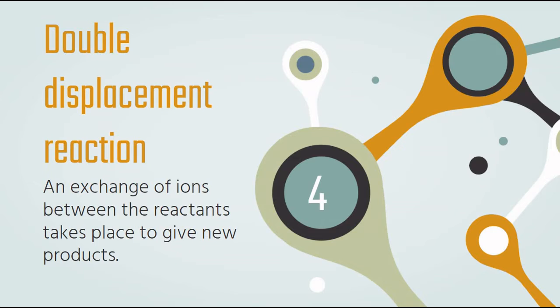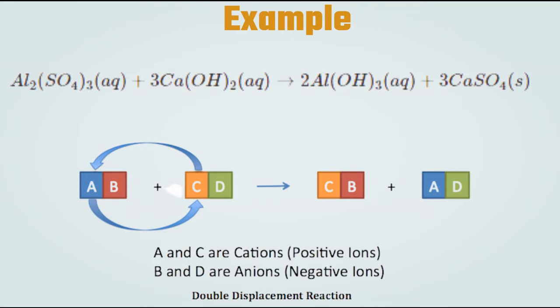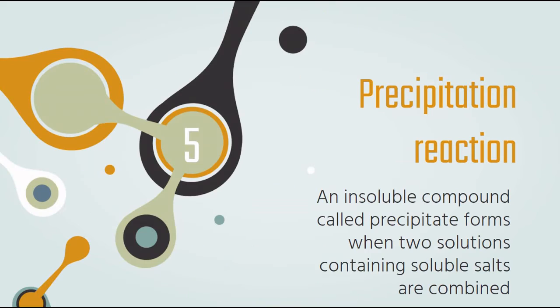It's the simplest. For example, here we have Al2(SO4)3 plus 3Ca(OH)2 turns to 2Al(OH)3 plus 3CaSO4. So in here you can look at this picture for more information and to remember this very easily. So here A and C are cations, that is positive ions, and B and D are anions, that is negative ions. You can remember it this way.